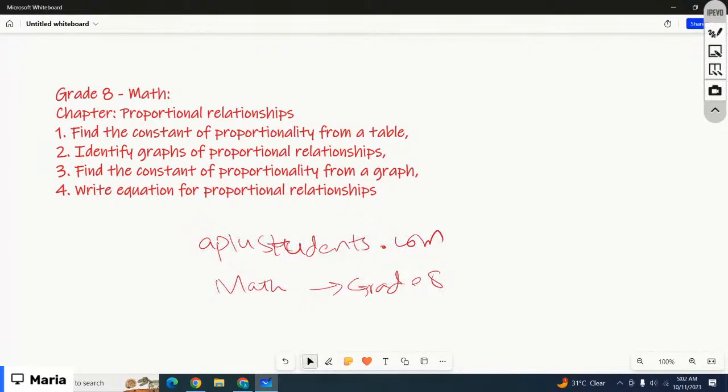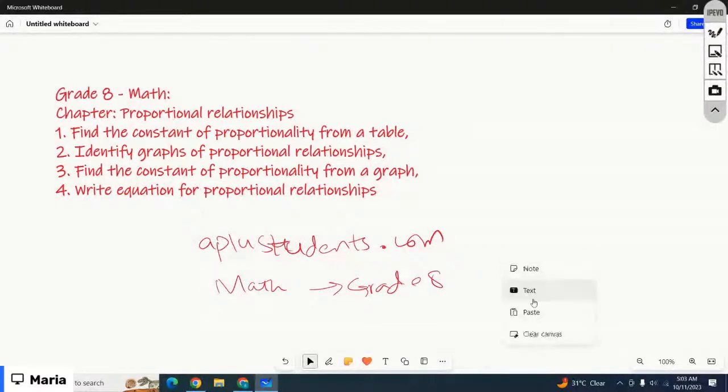And the lessons we are going to cover are: find the constant of proportionality from a table, identify graphs of proportional relationships, find the constant of proportionality from a graph, and write equation of proportional relationships. So what do you know about proportional relationships? What are proportional relationships?